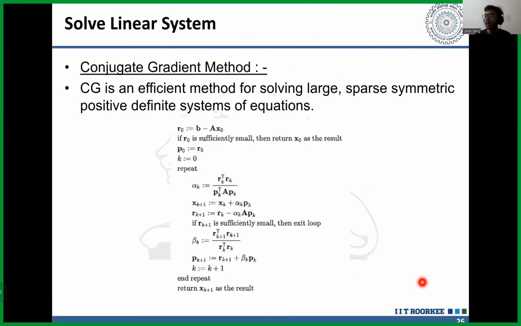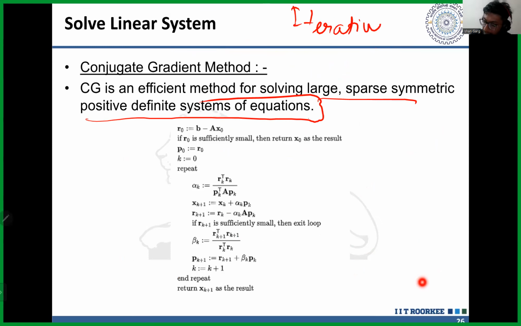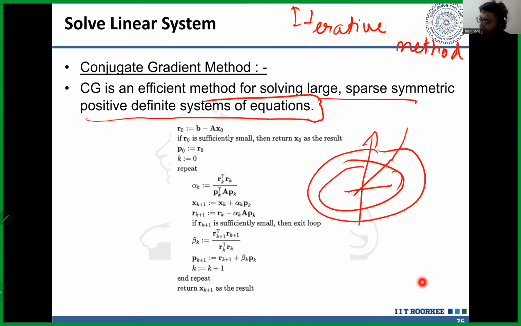The final one is the conjugate gradient method. The conjugate gradient method is an effective method for solving large, sparse, symmetric, positive definite systems of equations. It is an iterative method. It is somewhat like gradient descent. What we do in gradient descent is basically there is a contour and we move down the hill.